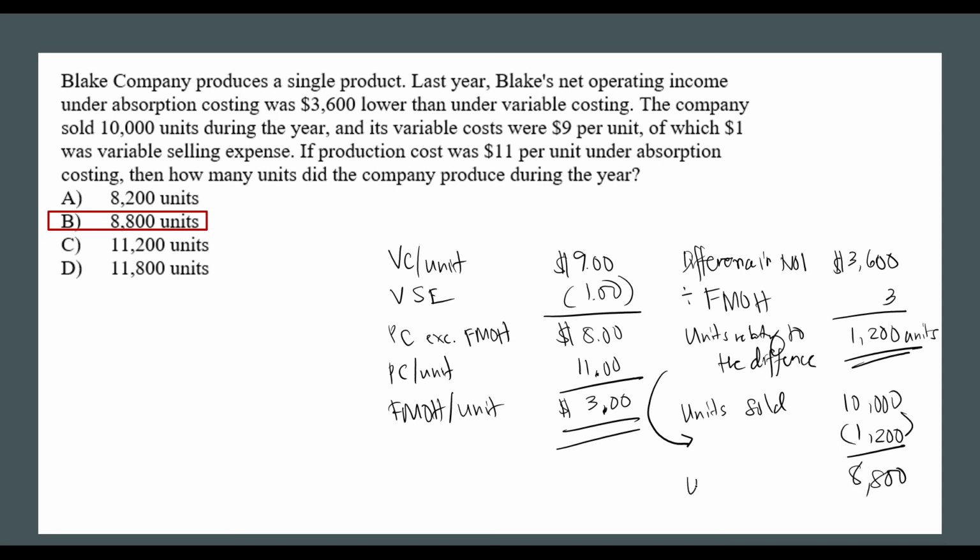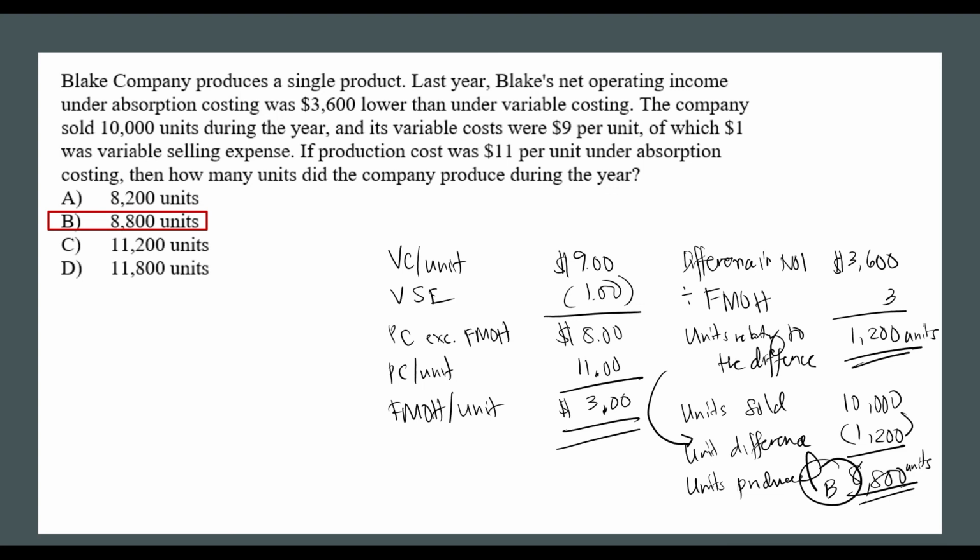So here is your units produced. This is your unit difference. So our answer here is letter B.